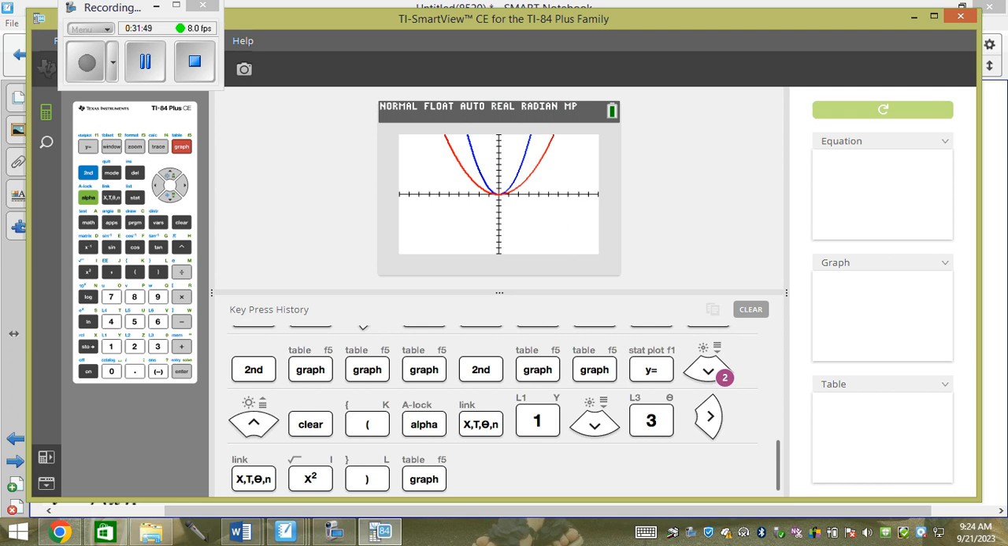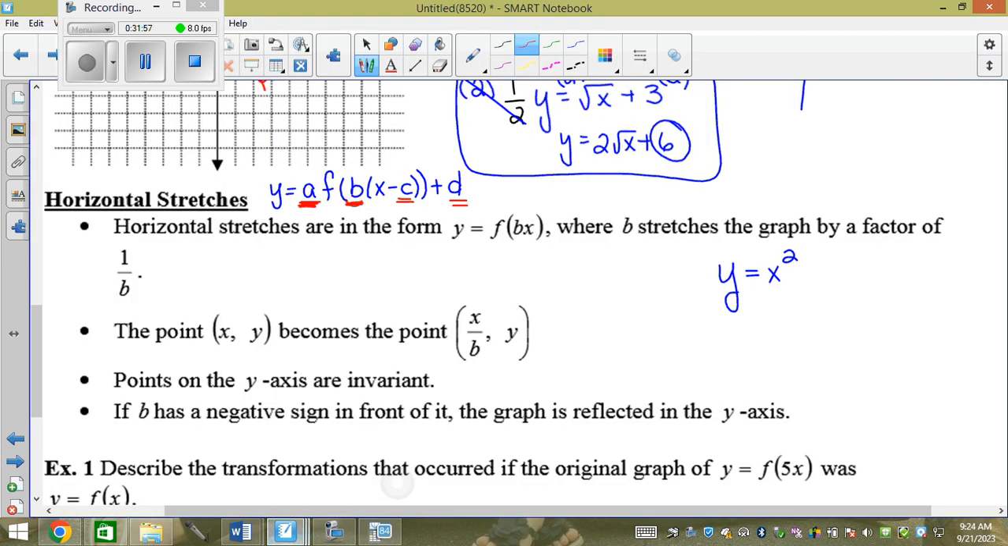Okay? So the horizontal translation is the opposite because of that minus. The horizontal stretch is 1 over b because that's what it just does to our graph whenever you put it in. So here it says horizontal stretches are in the form y equals f of b x, where b stretches the graph by a factor of 1 over b, about the what do you suppose? Y-axis, because it's making it wider or narrower about that y-axis. The point (x, y) becomes the point (x over b, y). You can say it that way, or you can say (x, y) becomes (1 over b x, y). Basically, it's the reciprocal of b.